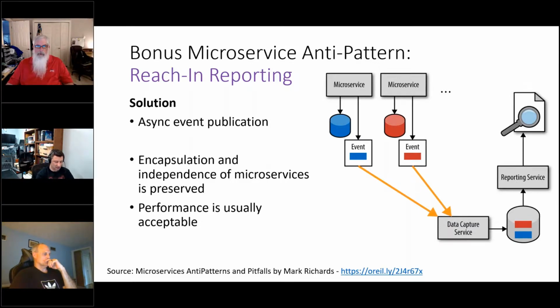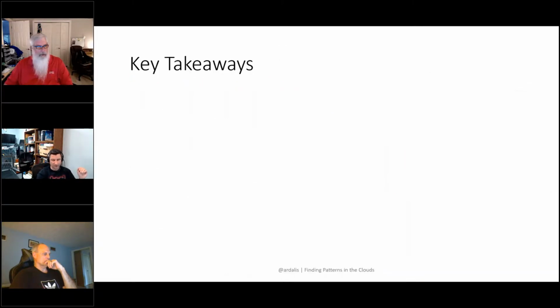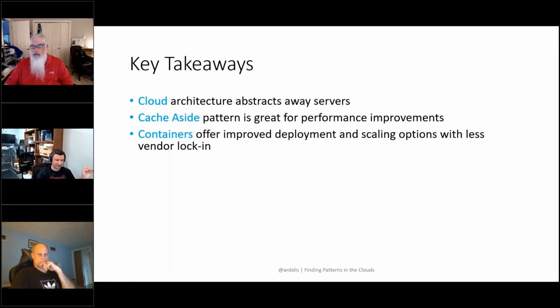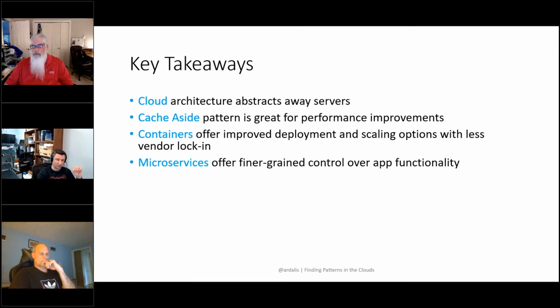All right. That is most of what I wanted to get through today, actually, so that's good. Our key takeaways: using cloud architecture abstracts away from the servers. The cache aside pattern works really well for performance. Containers can give you some better deployment and scalability options, and they help reduce vendor lock-in. Microservices can be a good way to get fine control over a certain part of app functionality, either because it needs to scale independently or because you just want it to be stable and not have to touch it again. And you don't want it to get broken by other things that get updated.